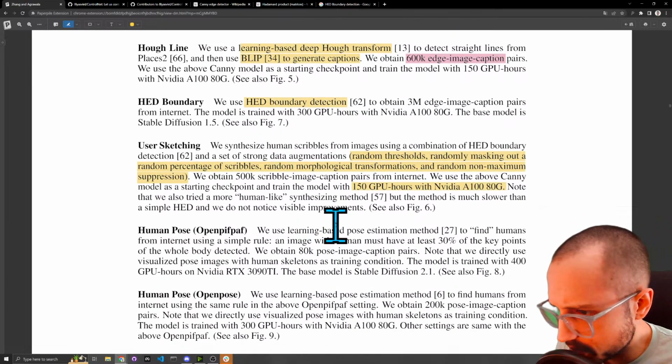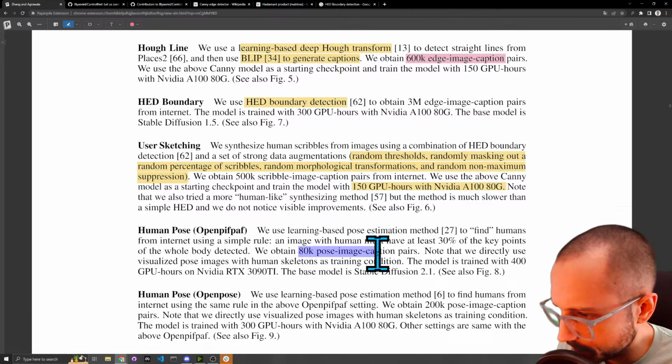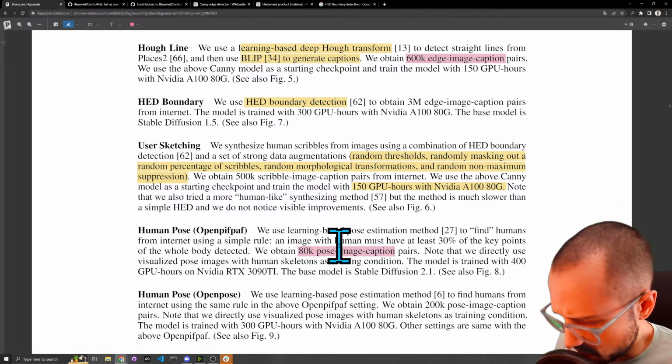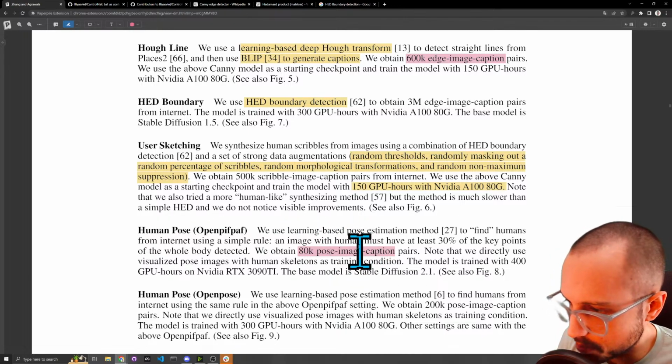We use a learning-based pose estimation method to find humans from the internet using a simple rule. An image with a human must have at least 30% of the key points of the whole body detected. Okay, we obtain 80K pose image caption pairs. So you have a data set with image and captions, and they're using a pose detection model to find the pose.